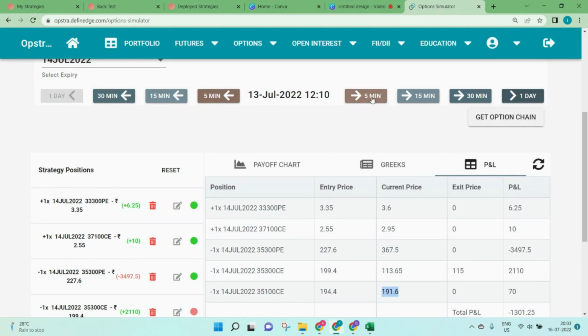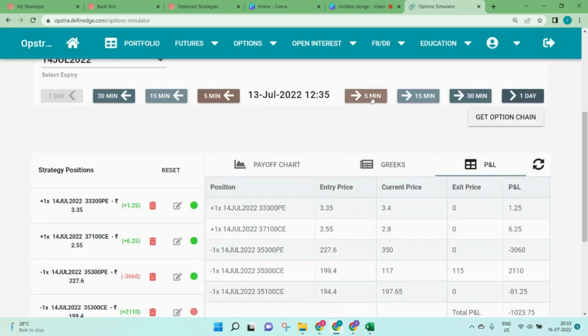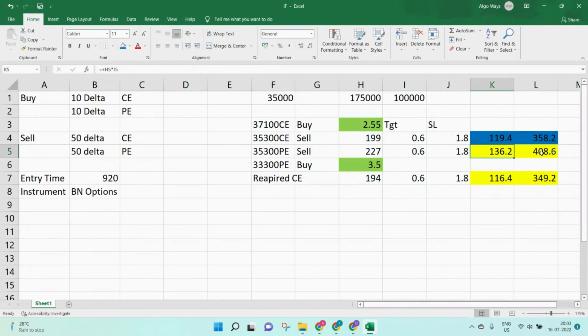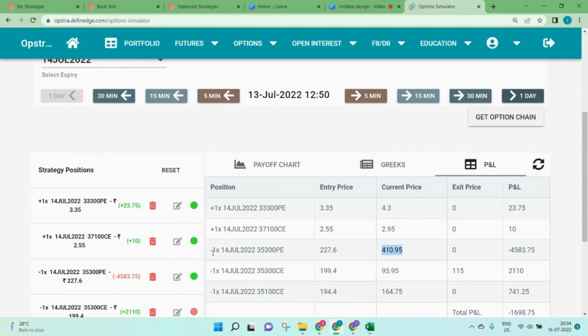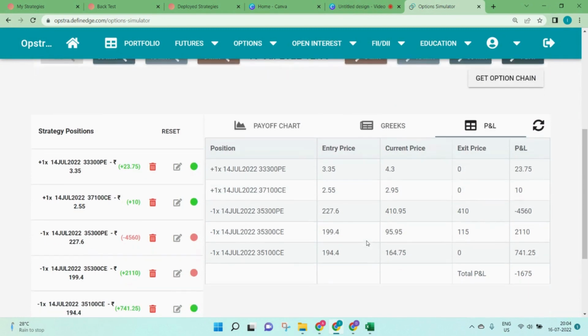367, 191. Okay, 410. So we have reached 410. Now PE at 410 has to be exited because 408 is our exit level. So at 410 we exit this one, the PE. And we sell the PE again at the ATM.